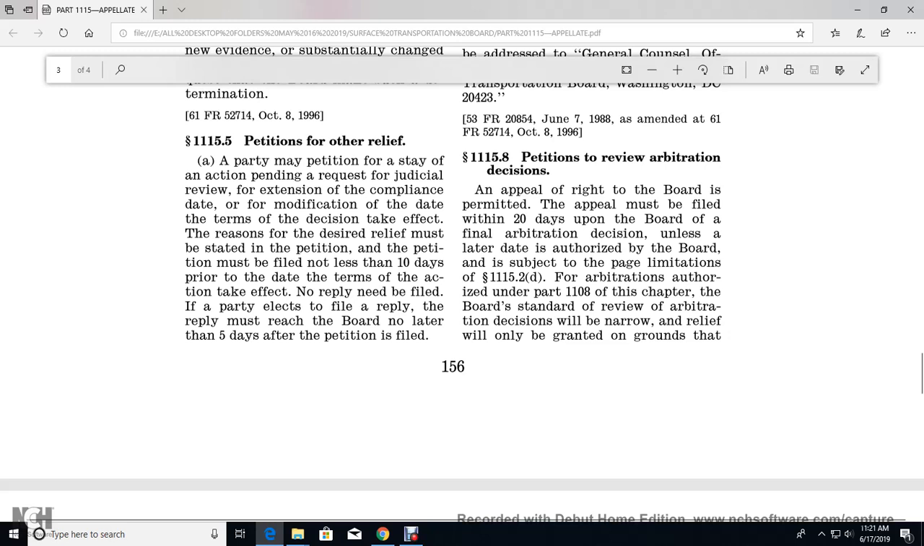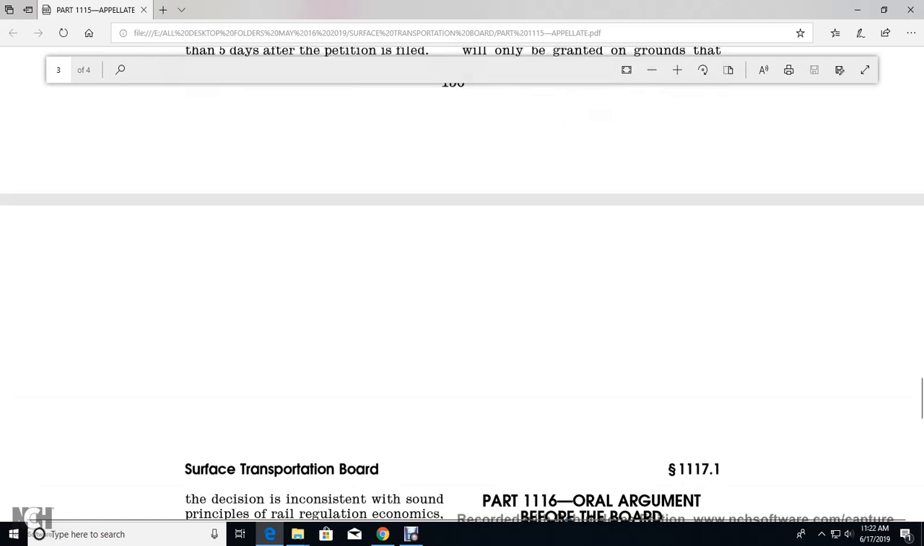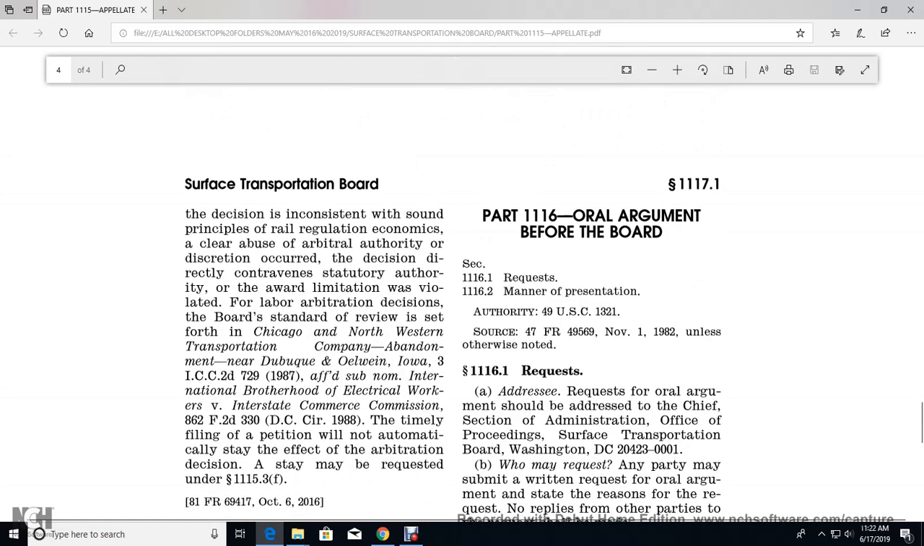11.15.8, Petition for review of an arbitration decision. An appeal with the permission of the board must be filed within 20 days of the board's final arbitration decision, unless a later date is authorized by the board, and is subject to the page limitations of 11.15.2. The arbitration authority under paragraph 11.08 of the chapter is subject to board review. Review of an arbitration decision is narrow, and relief may only be granted on the grounds that the decision is inconsistent with sound principles of regulation, economic clear error, a lack of attributable authority, a discretion incurred with the decision directly based on statutory authority, or a board limitation violated.